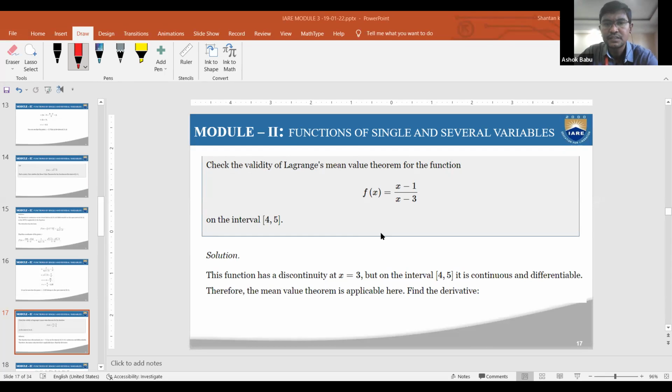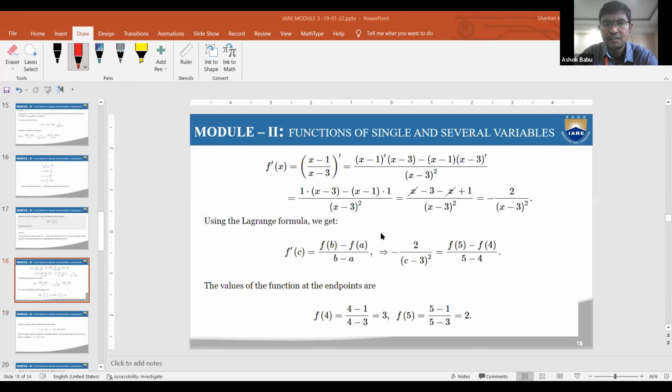Check it. f dash of x is equal to denominator into numerator derivative minus numerator into denominator derivative, by denominator whole square. After simplification, f dash of x you obtain clearly as minus 2 by (x minus 2) whole square. And when you replace it in the Lagrange theorem, that is minus 2 by (c minus 3) whole cube. The thing is f of b minus f of a by b minus a. The value of f of a, that is f of 4, is 3, and f of b is 2 only.